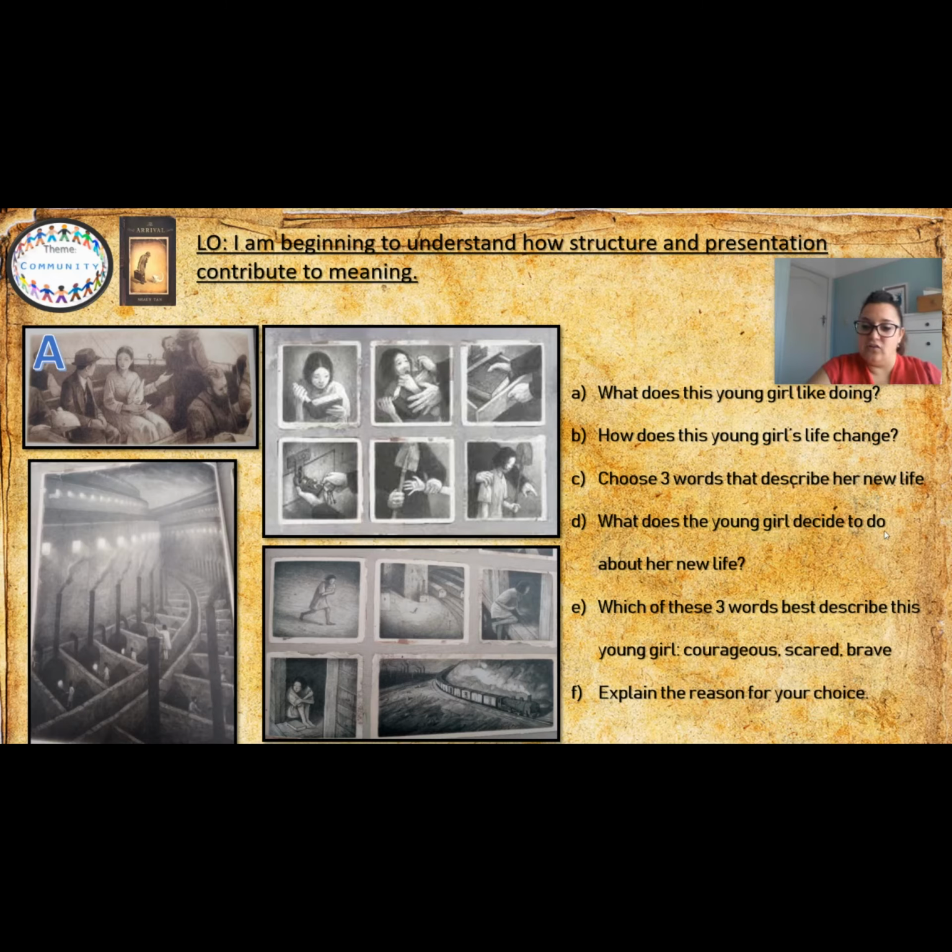What does the girl decide to do about her new life? Does she just stick with it? What does she do? Which of these 3 words best describe this young girl? Courageous, scared, or brave? Choose one. And then finally, explain the reason for your choice. Why did you choose that word? Why is she courageous? Why is she scared? Why is she brave?